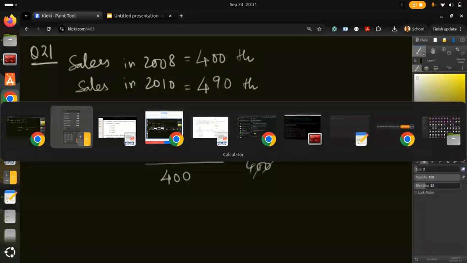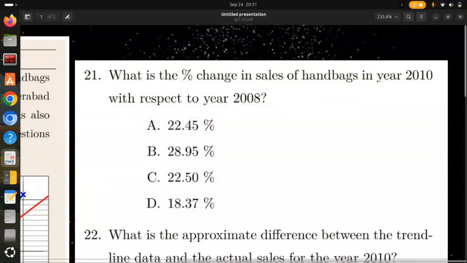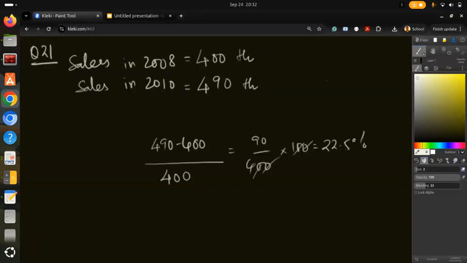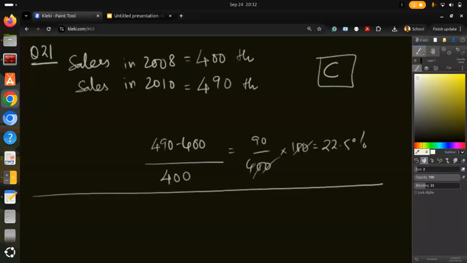So let us see if it matches with the choices. I can see 22.45, 22.50. So it looks like option C is the closest choice. So option C is the answer for question number 21. Now let's go to question number 22.